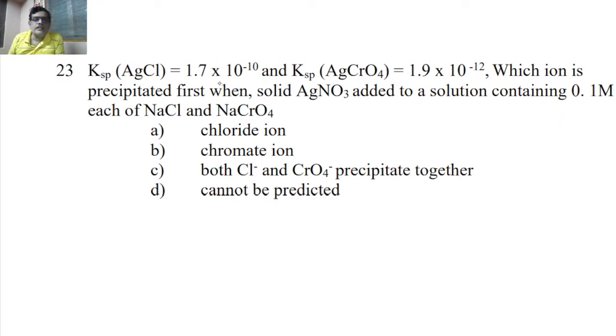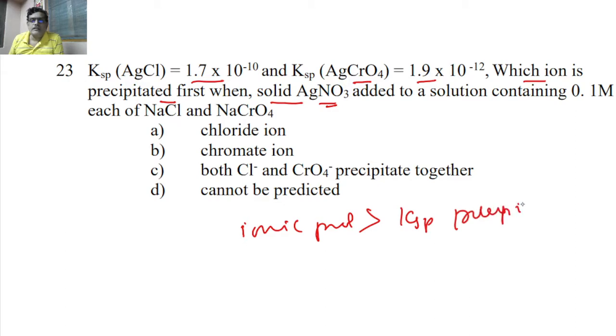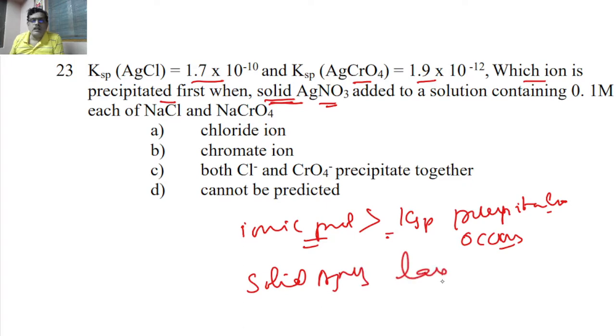Ksp of AgCl is given, Ksp of silver chromate is given. Which ion is precipitated first when solid silver nitrate is added? See, if the ionic product becomes greater than the Ksp value, then precipitation takes place. That is the condition for precipitation. So precipitation occurs if the ionic product exceeds the solubility product. Remember, here solid AgNO3 is added. Solid AgNO3 will produce a very large concentration of silver ions.